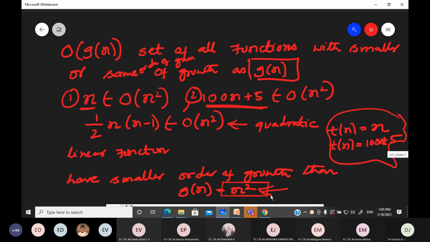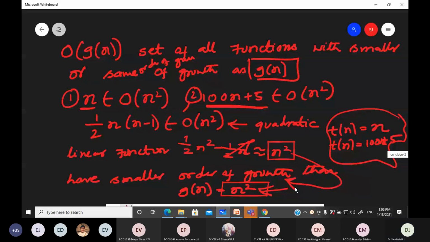But the last one, half n into n minus 1, which is also a quadratic function, has the same order of growth as g of n. For example, this is half of n square minus half of n. The lower order term you neglect. Then this is approximately equal to n square, which is the same order of growth as g of n.